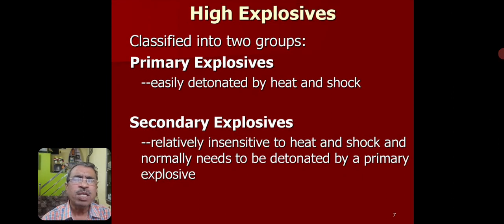These high explosives, once again, are primary explosives and secondary explosives. Primary explosives are easily detonated, and detonated means they explode, easily exploding just by heat and shock. Whereas secondary explosives are insensitive to heat and shock, and normally need to be detonated by a primary explosive. So to detonate the secondary explosives, we need primary explosives.